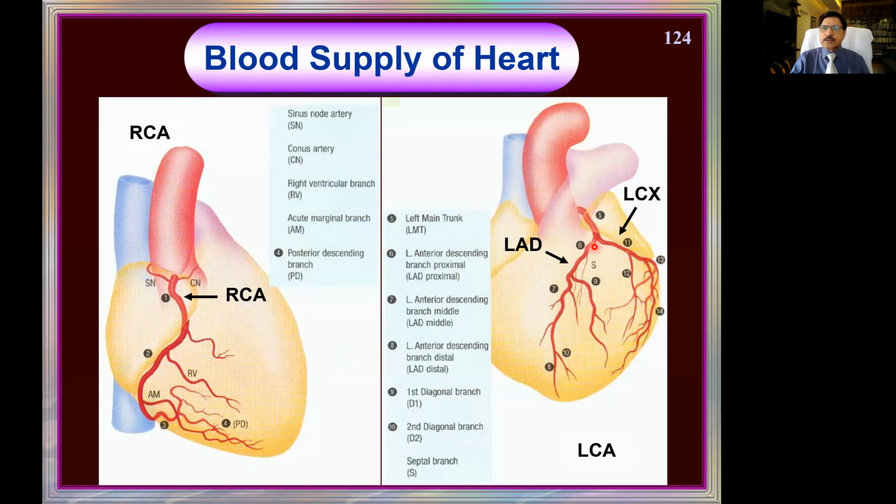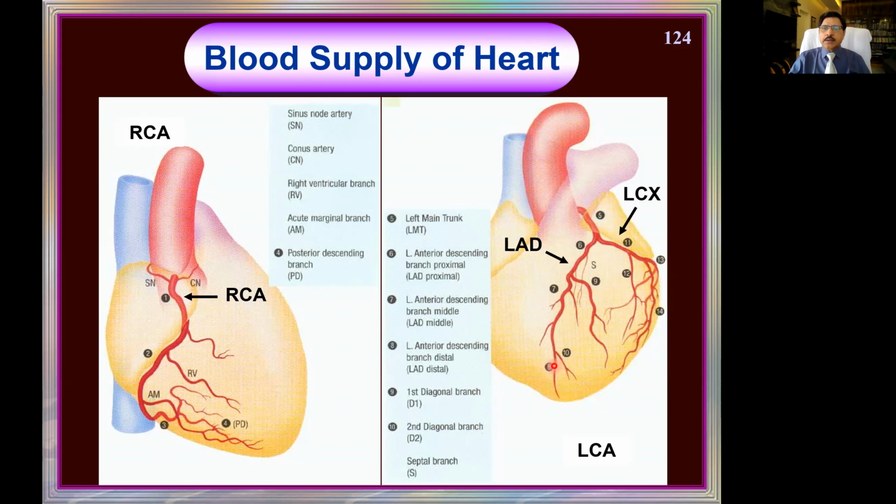The circumflex runs in the groove between the atria and the ventricle and traverses to the left border, and then crosses to the posterior side and anastomoses with the right coronary artery. The anterior descending artery comes down to the anterior surface of the heart and supplies most of the anterior surface and some of the lateral surface. You look here, the fifth is the main trunk, and 6 is the anterior descending, also called the LAD, and then 7 is the anterior descending branch middle part. This is the middle part of it, and this is the distal LAD.